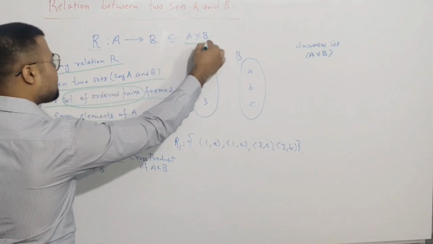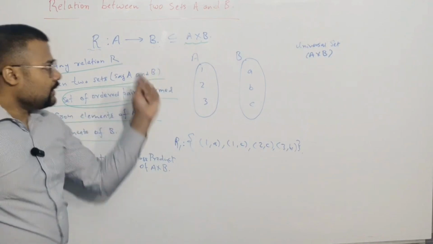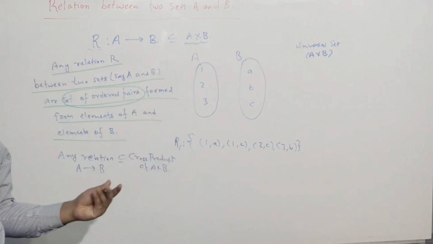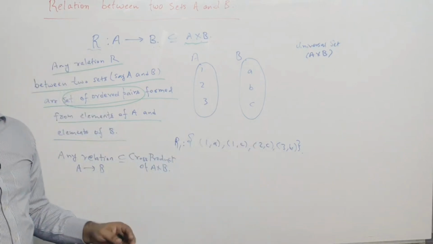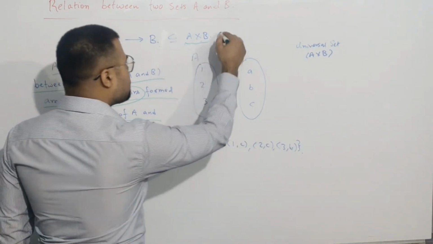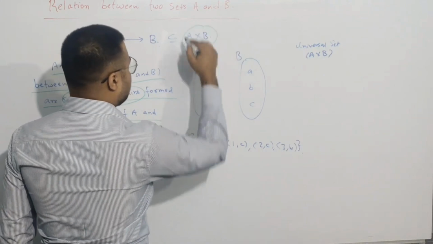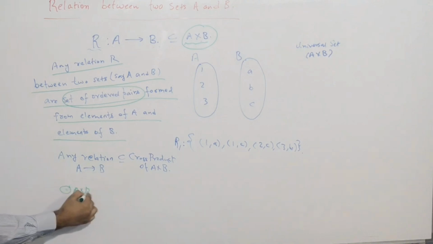So A cross B itself is one relation only, because A cross B is also a set of ordered pairs. It just happens that it has the set of all possible ordered pairs, but ultimately, because it's a set of ordered pairs, even the cross product is also a relation. Okay, A cross B is also a relation.